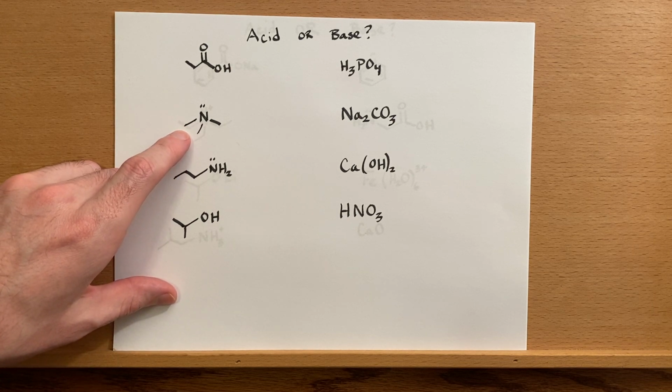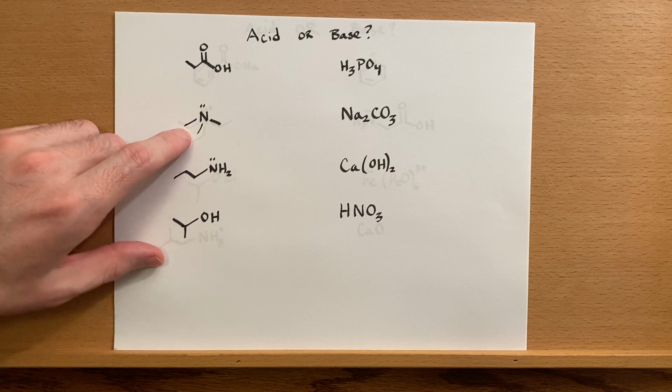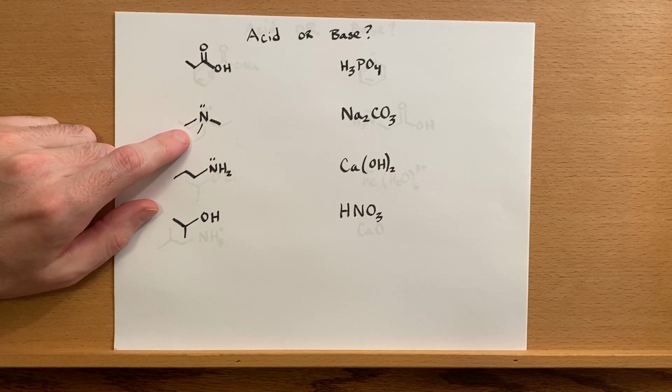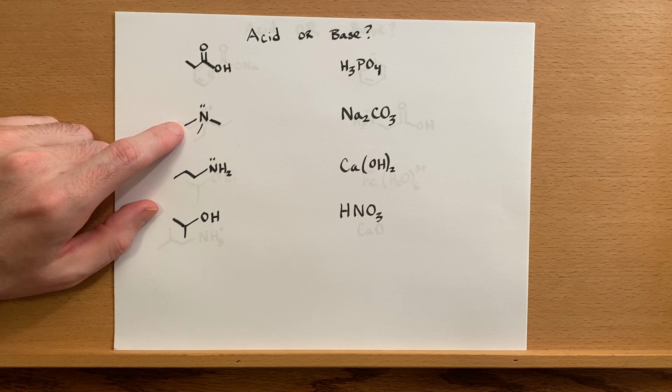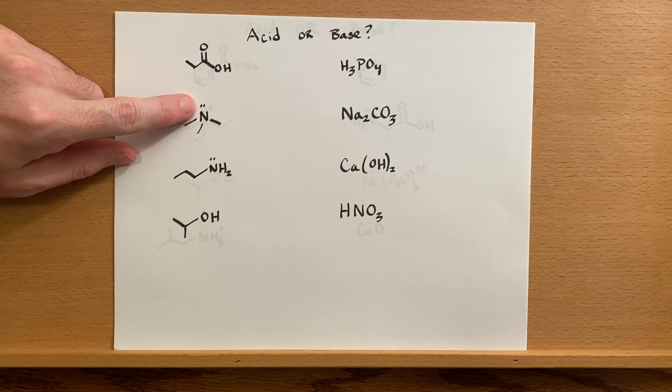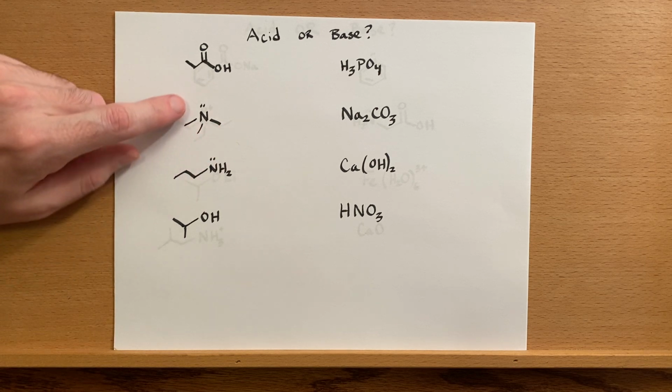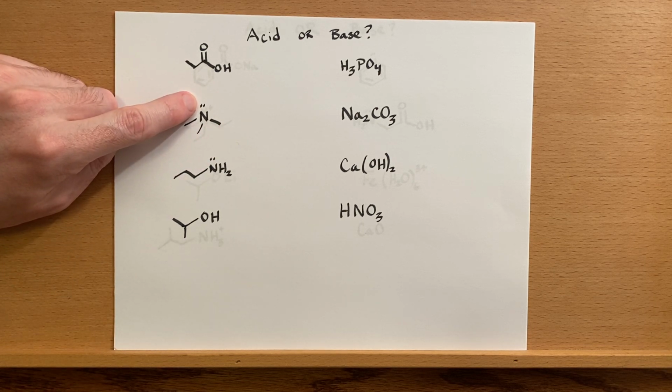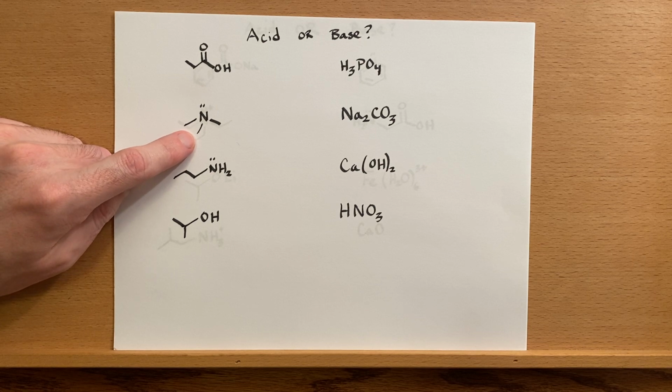Over here, we have a nitrogen compound. This is called trimethylamine. These are all CH3 groups right here. And you'll notice that it has its lone pair available. Now, when nitrogen has 3 things bound to it, and its lone pair is available, that means that it can act as a base, a Lewis base. So we could put an H plus here, and that would cause it to become the conjugate acid, but in this form, it is a base.